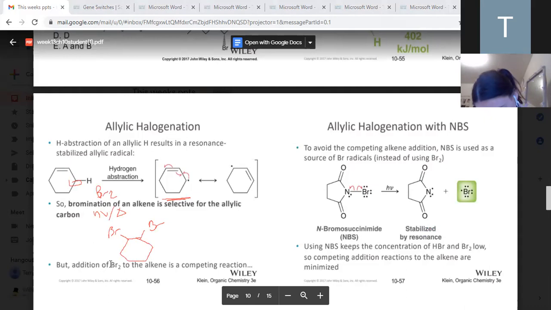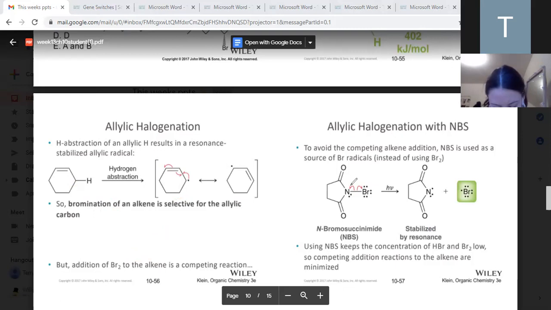So not only did I not add one bromine, I also added it in the wrong place and I got rid of my double bond. So chemists, of course, saying, well, we want to be able to do this, so how do we fix it? Someone at some point came up with a wonderful thing called NBS, N-bromosuccinimide.